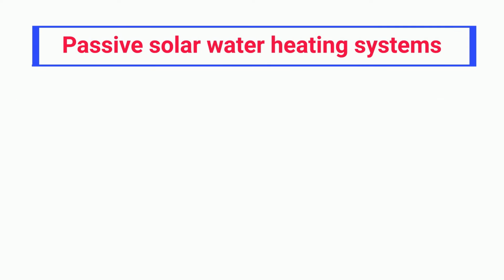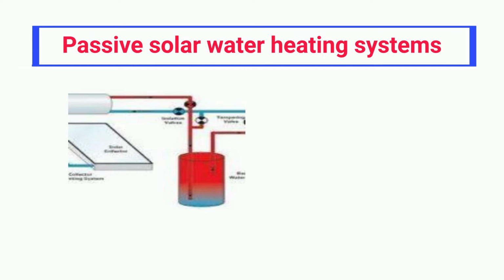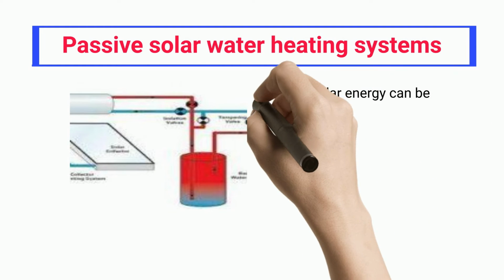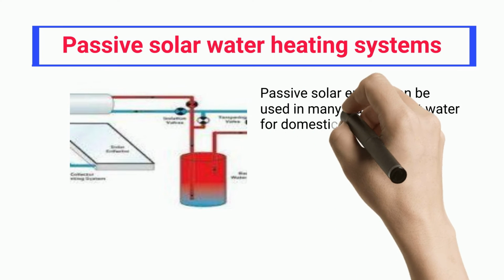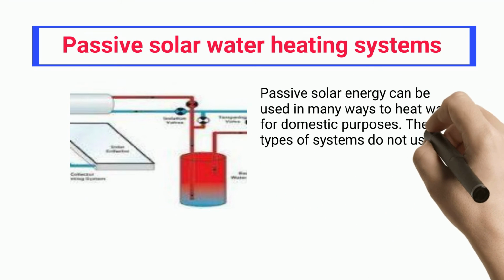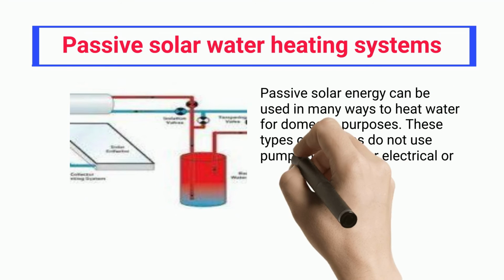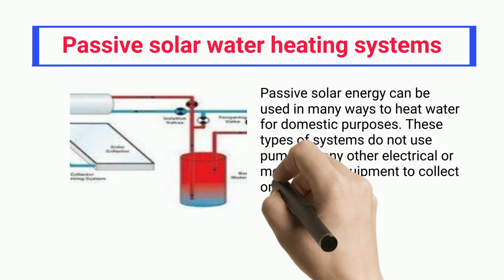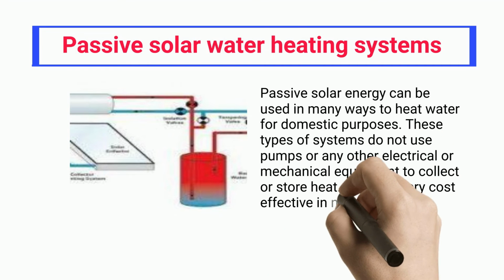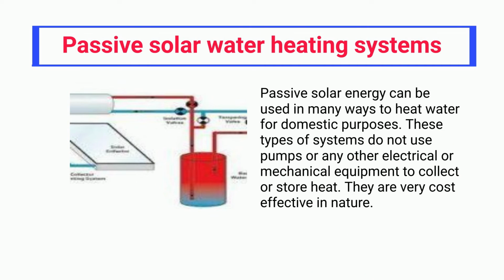Passive solar water heating systems. Passive solar energy can be used in many ways to heat water for domestic purposes. These types of systems do not use pumps or any other electrical or mechanical equipment to collect or store heat. They are very cost-effective in nature.